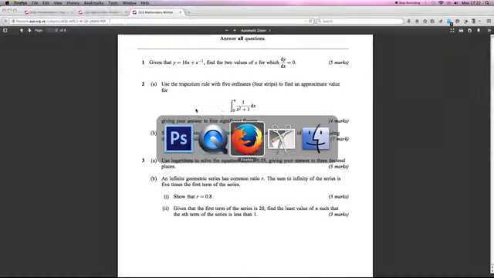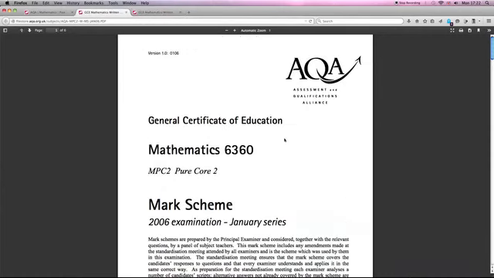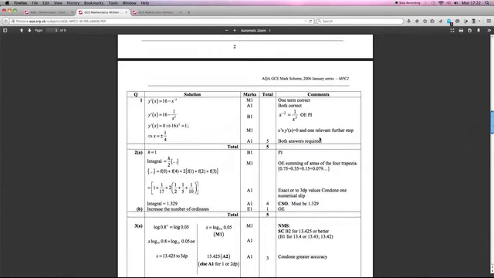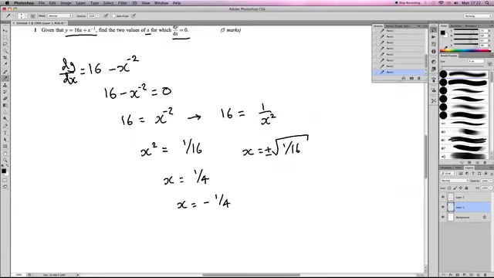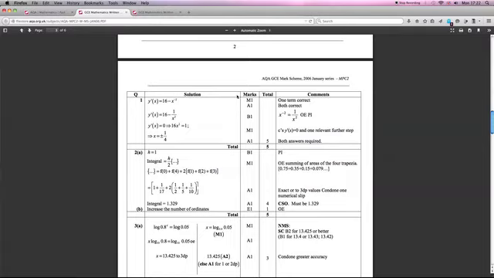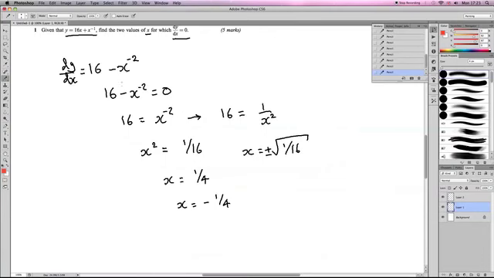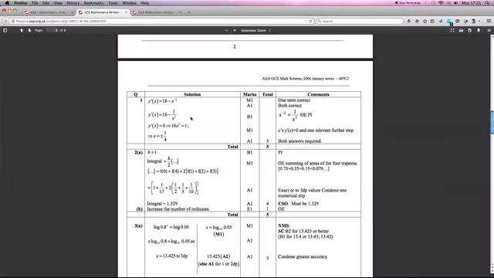We'll check where the marks are. So, mark scheme. Take it to question 1. There we are, question 1. So we'll do it in red. So the first two marks are for differentiating correctly. So 16 and minus x to the minus 2. That's perfect.